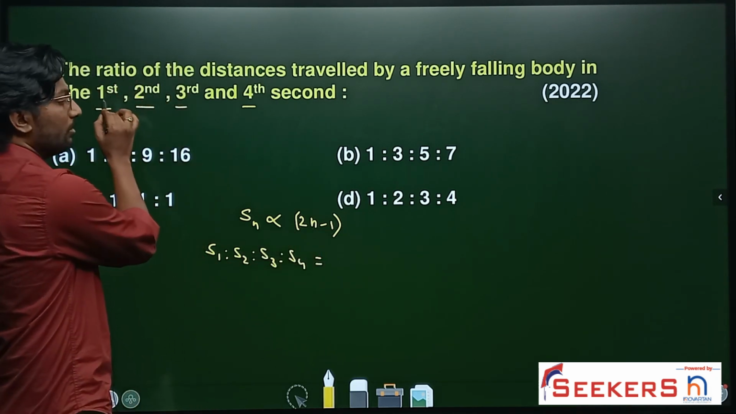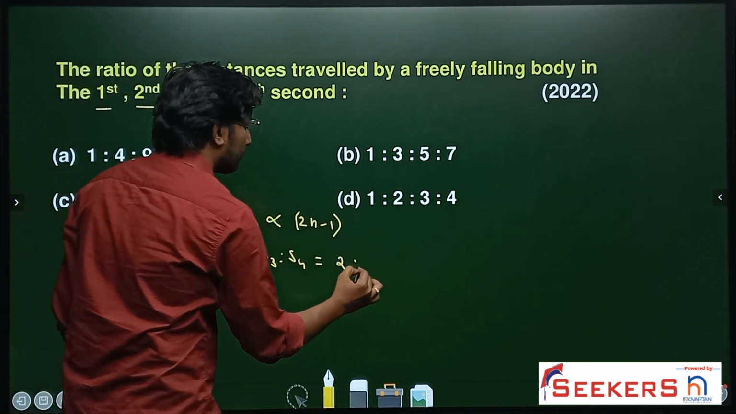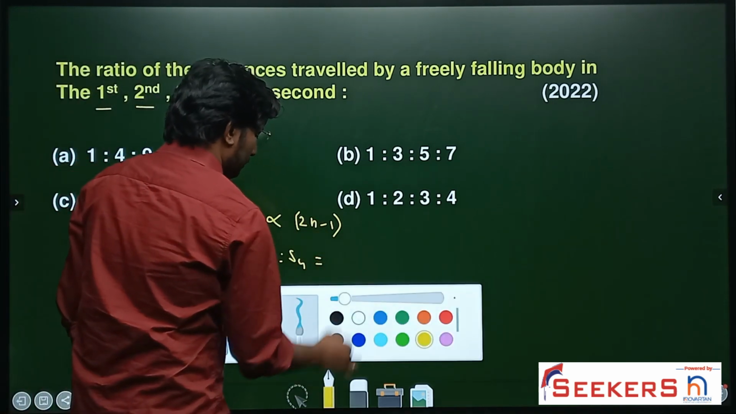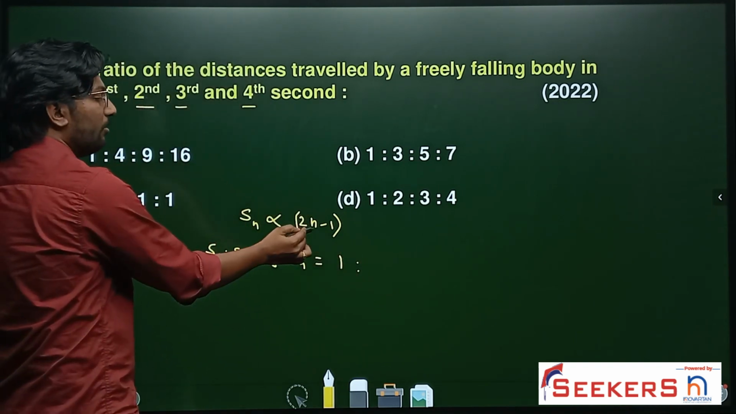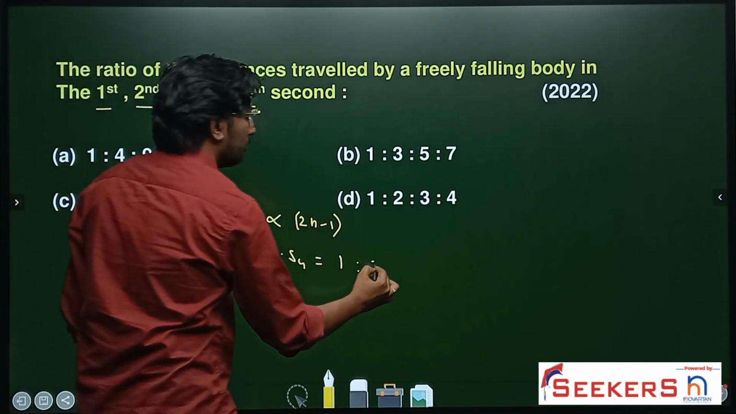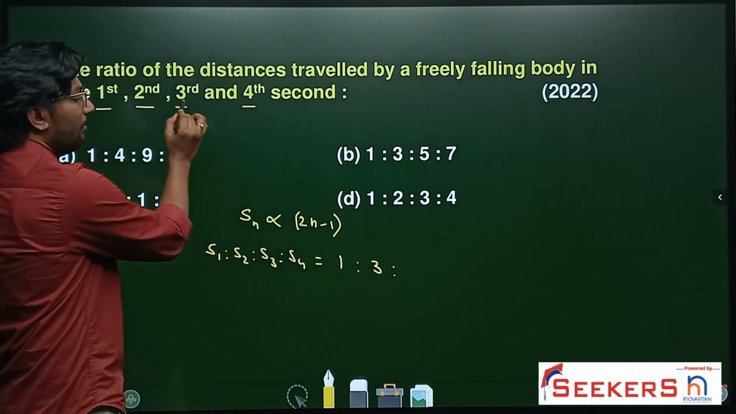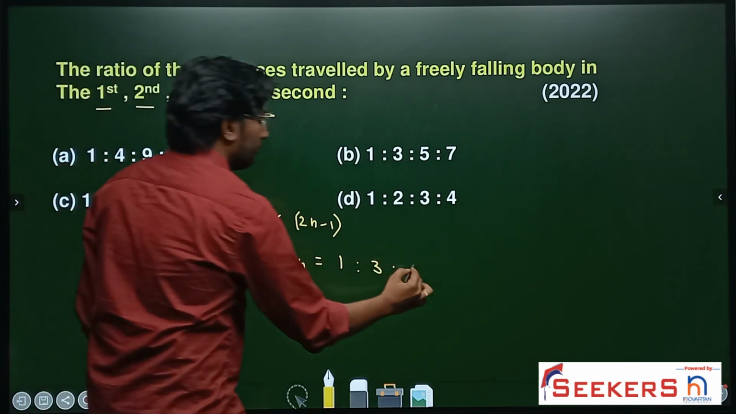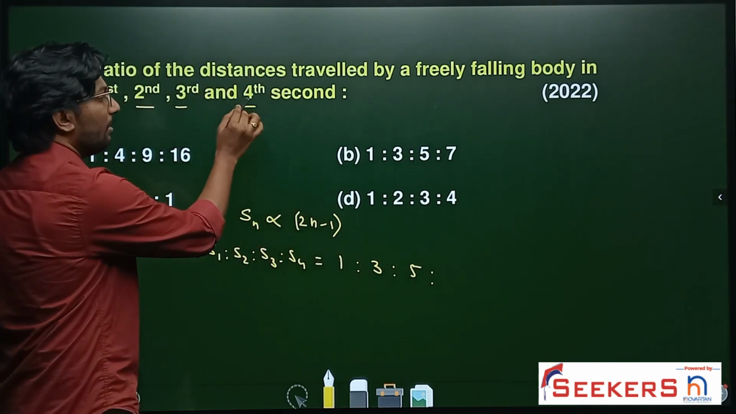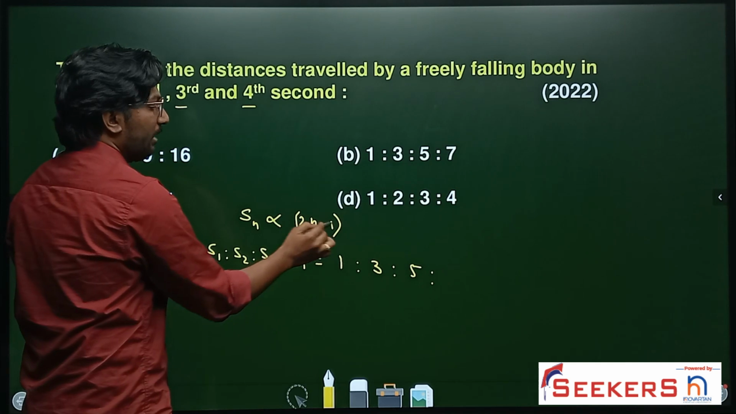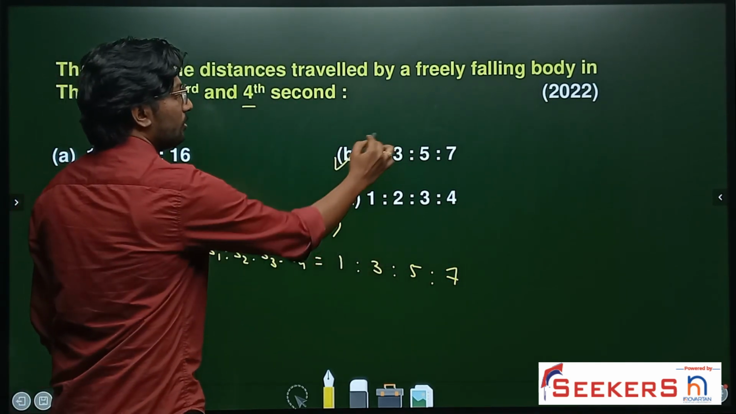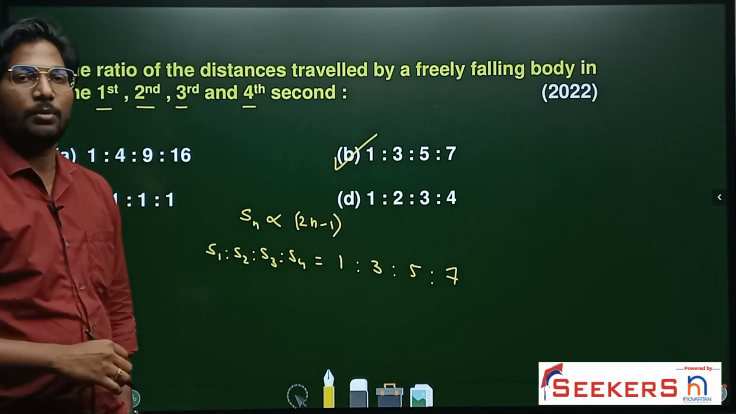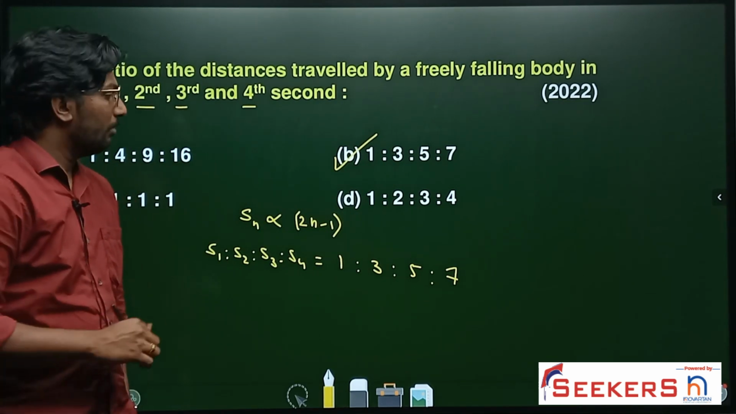N value is 1, so that will be 2 minus 1, 1. Sorry, my mistake. Next, put the n value as 2. That will be 4 minus 1, 3. Next, put n value as 3. That will be 6 minus 1, 5. Next, put n value as 4. That will be 8 minus 1, 7. So the ratio is 1 is to 3 is to 5 is to 7. That is option B. So these are a few questions based on kinematic equations. We will go for the next topic based questions in the next slide.